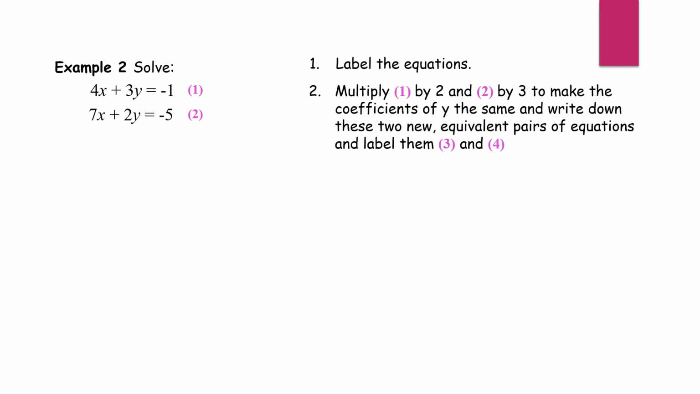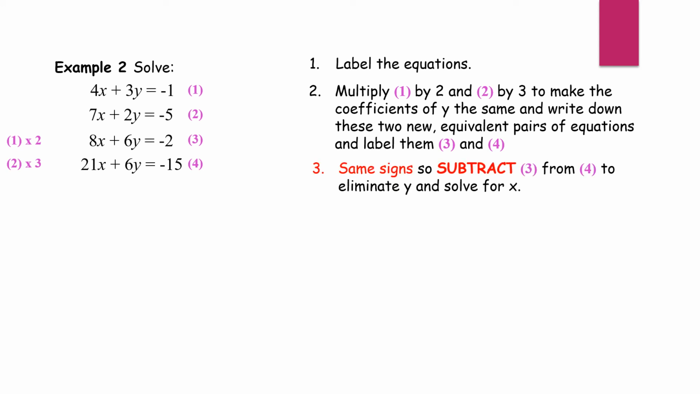So what we're going to do is we're going to multiply 1 by 2. So that's the coefficient of the y term in the second equation. And we're going to multiply equation 2 by 3, which is the coefficient of the y term in the first equation. And we're going to write down these new equations. So equation 1 times 2 is 8x plus 6y equals negative 2, and we're going to label that 3. And equation 2 times 3 is 21x plus 6y equals negative 15, and that's equation 4.